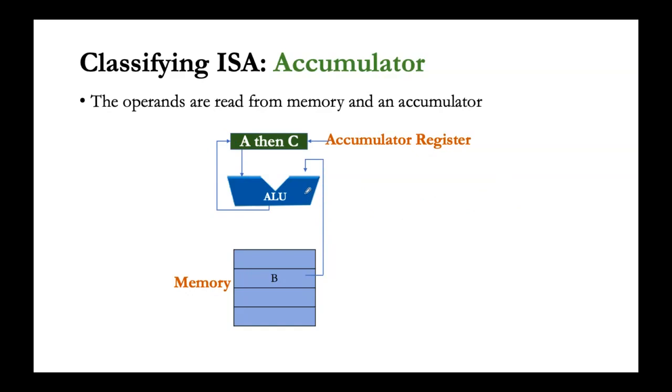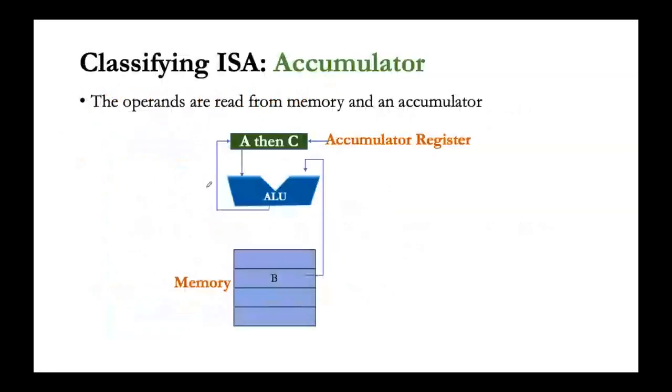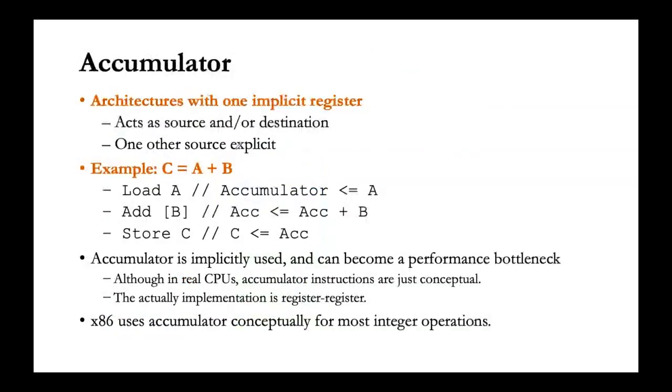This is another part. In the previous case, there is a stack, all the operands are in the stack, and the result is also in the stack itself. Whereas here, the special purpose register holds only one operand, and the other operand comes from memory. So it is described as the architecture with one implicit register, that is the accumulator, which acts as a source and the destination, and the other source is explicit, that is in memory. As we see, first we load the accumulator value into the ALU.